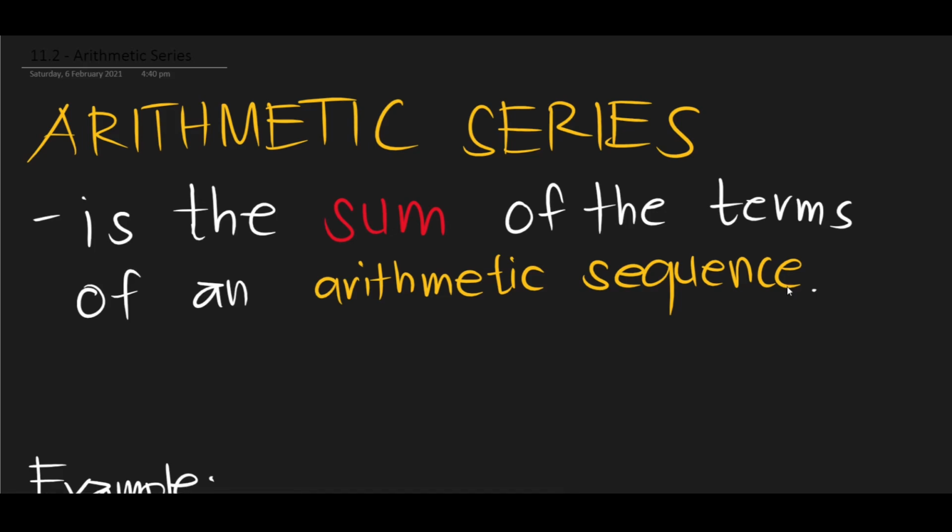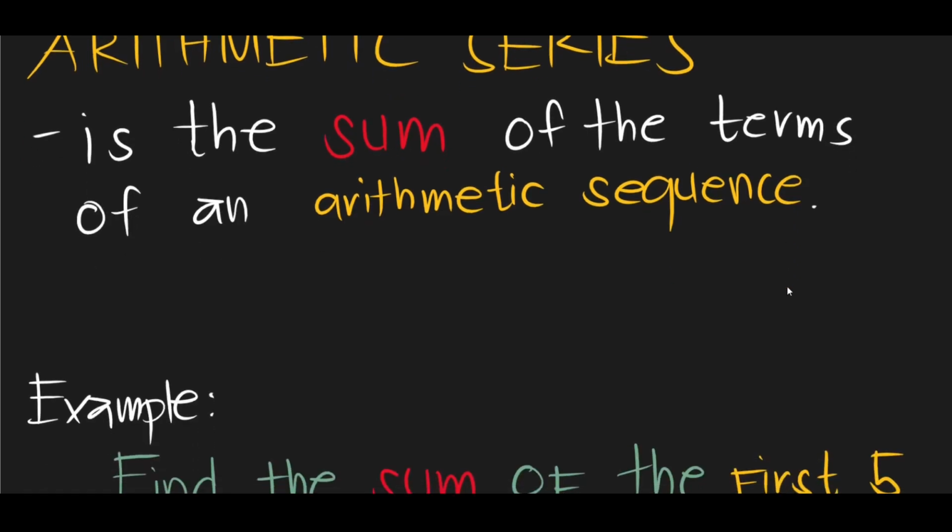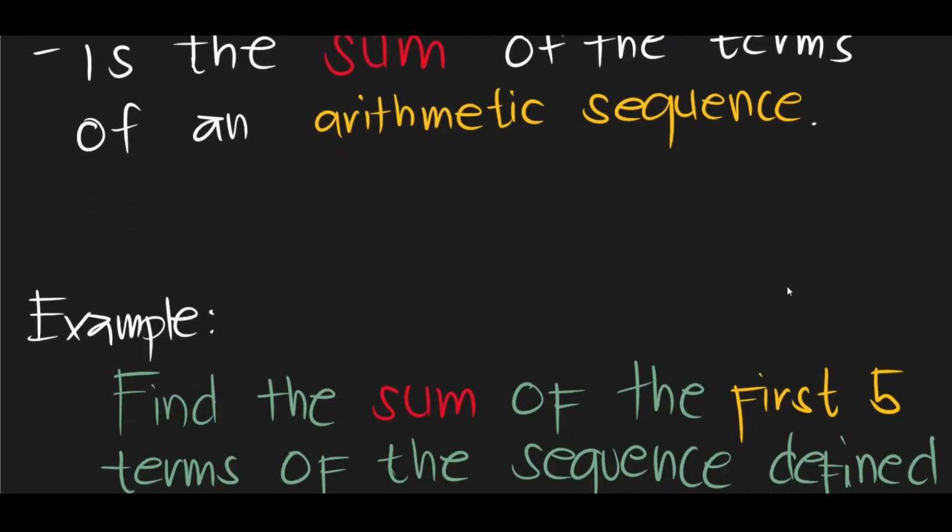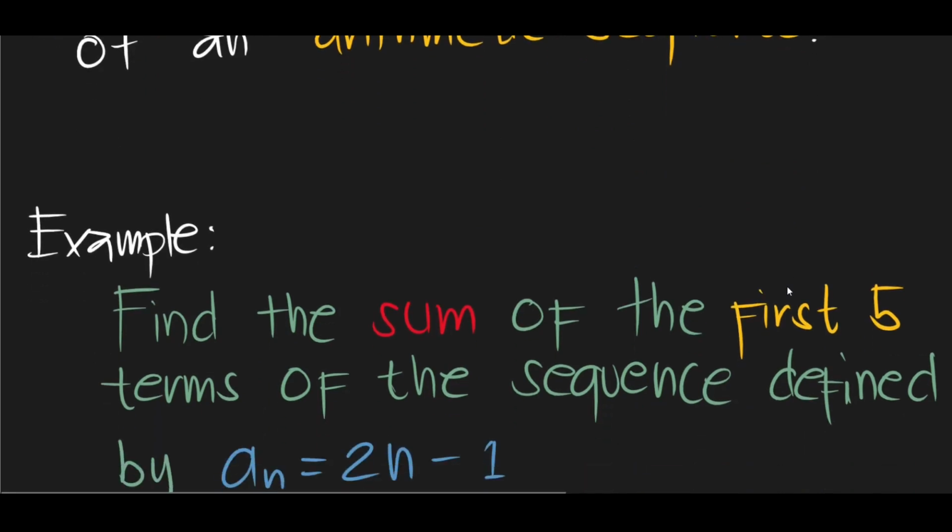Now an arithmetic series is the sum of the terms of an arithmetic sequence. We've already discussed arithmetic sequences. The difference between a series and a sequence, as we know, is that a series is the summation of the terms of a sequence. So this is basically the summation of the terms of an arithmetic sequence.